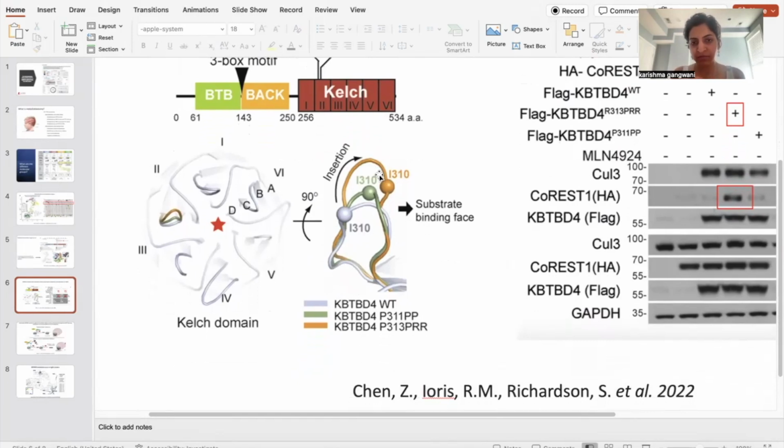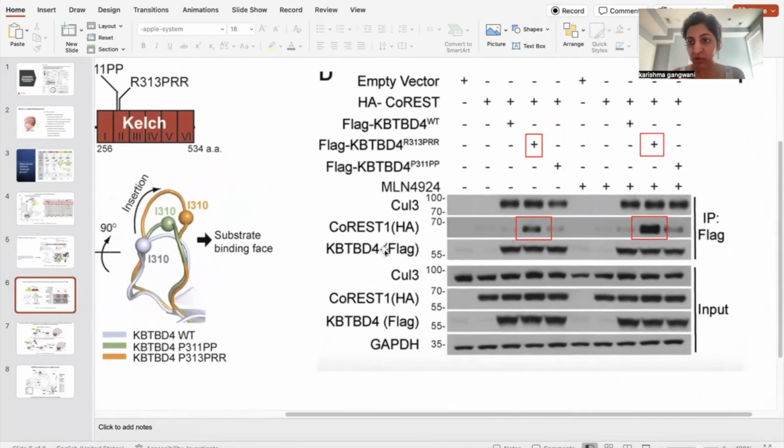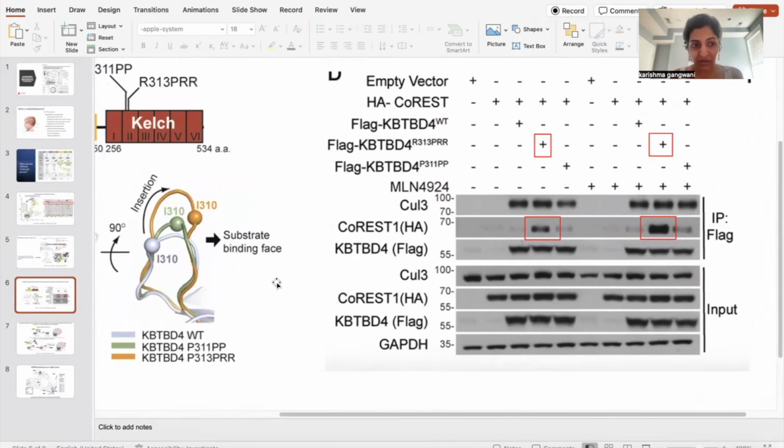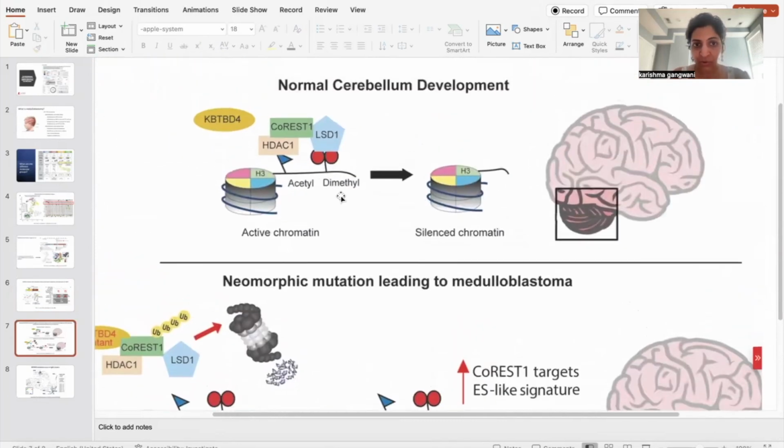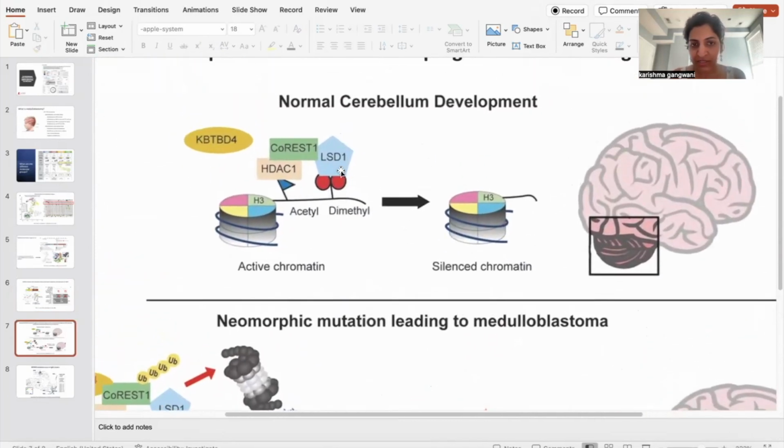And what happens is, if that loop is extended, then there's a possibility that something slightly bigger than the normal residue that fits into the wild type pocket has the capability of fitting into this pocket and getting degraded. And that is exactly what they found in their immunoprecipitation and mass spectrometry studies. They found this small molecule called CoREST that can bind into this pocket and get degraded. But why is that important? So CoREST, along with histone deacetylase and LSD1, forms this repressor complex that will bind active chromatin and repress gene expression during normal cerebellum development.